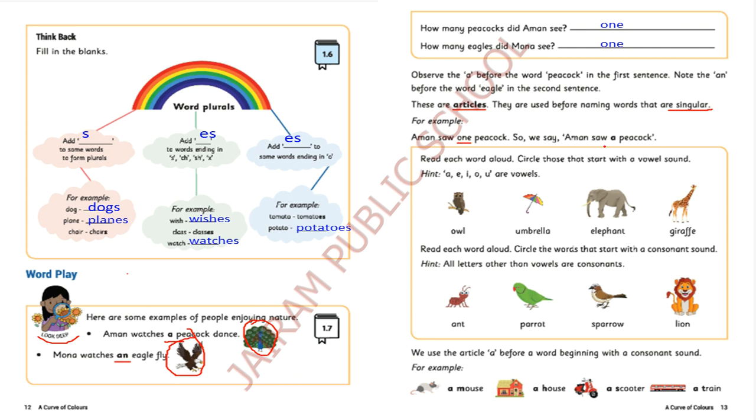How many peacocks did Amen see? Only one peacock. So we say Amen saw a peacock. Okay, let's start the activity.